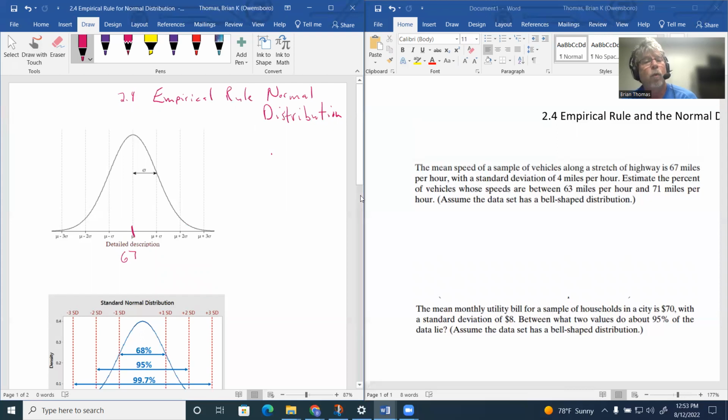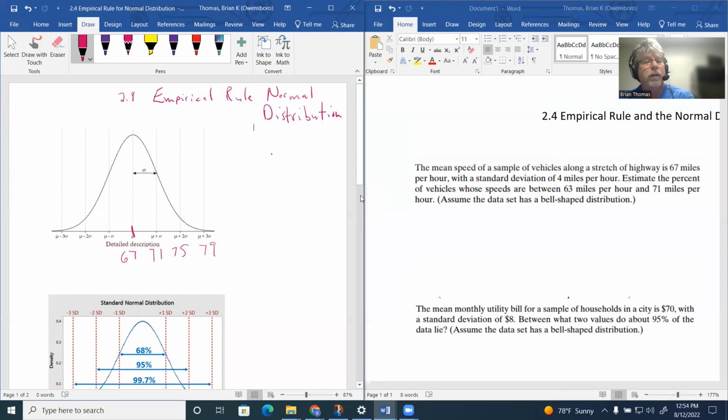So if I move one standard deviation to the right, if I add 4 to the 67, that becomes 71. So if I move one standard deviation to the right at 67, that's going to be 71 miles per hour. If I move two standard deviations, add 4 again, that's going to be 75 miles per hour. If I add 4 again, that's going to be 79 miles per hour.